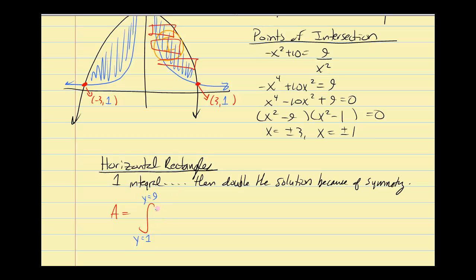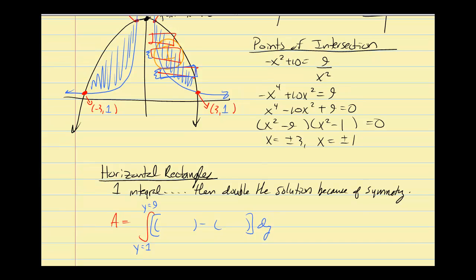And then when I get done, I'll have some upper minus some lower. That's going to be the length of one of these rectangles. And then the incremental width of each one of these rectangles is just a dy. So this is what my setup looks like. And technically there's brackets here. So what I need to figure out is my right minus my left.